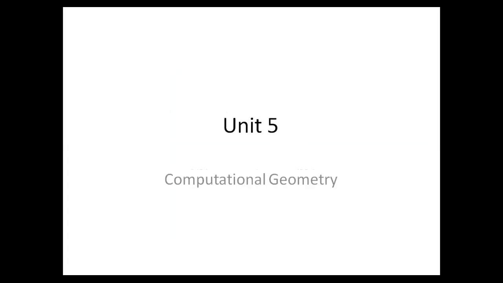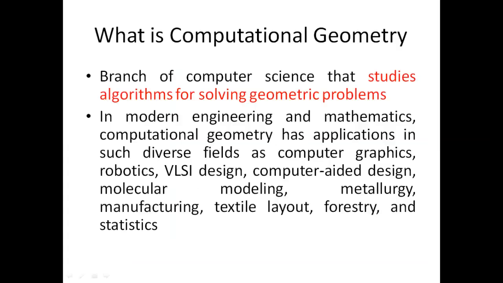Okay. So today we are going to start with the last unit, that is unit number 5, computational geometry. So let us first understand what is the meaning of computational geometry. Computational geometry is basically a branch of computer science that studies the algorithms for solving geometric problems.